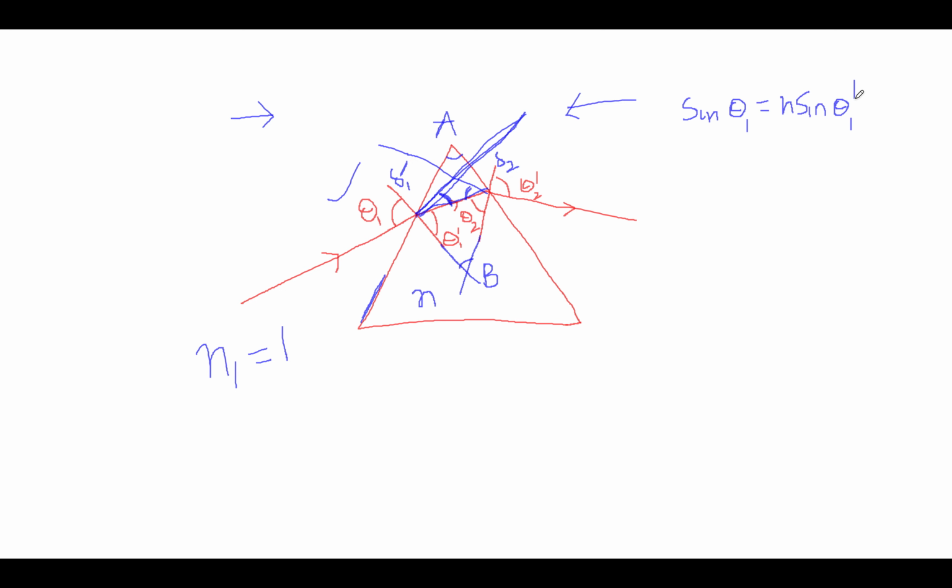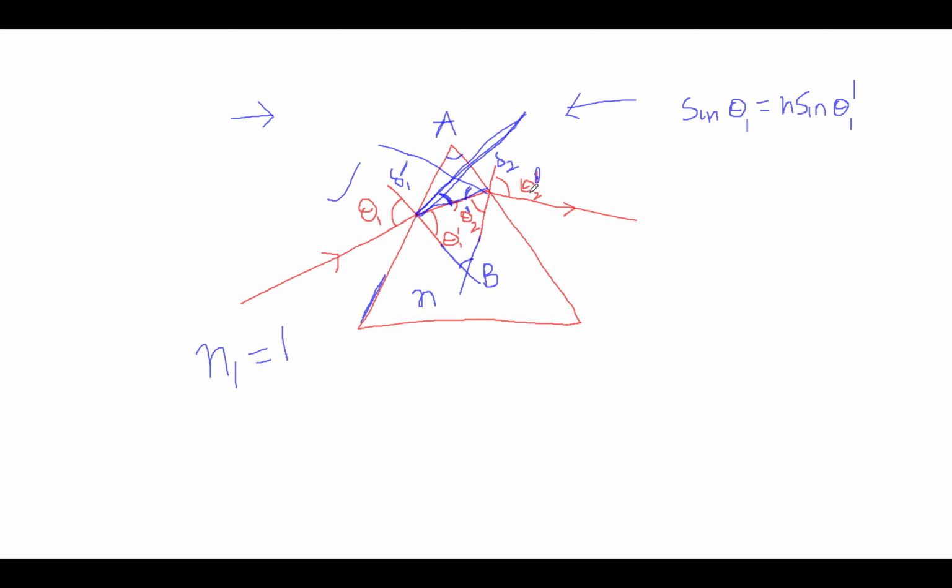We can do the same thing for sine theta 2 prime as well, and you would get the same relationship there, except I'm going to write it the other way around. That is, here I would have theta 2 prime, and this should be theta 2 prime, and this should be theta 2.